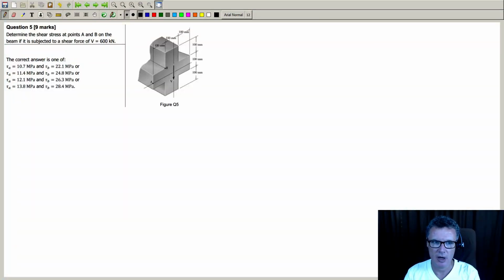Okay, question 5. So we're looking for basically shear stress at point A and point B. So we're interested in shear flow. Start off there. Let's work out, so you're looking at using this equation.